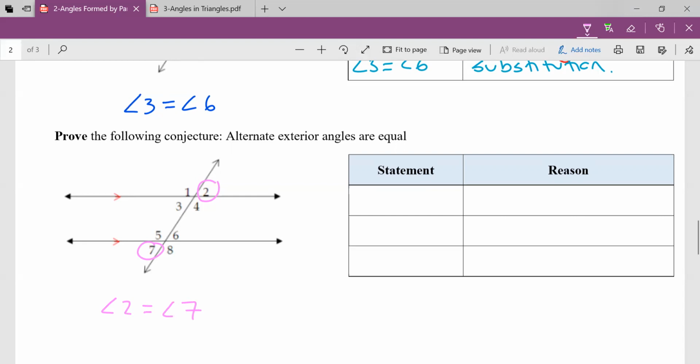Well, friends, let's use this fact. What do I know about angle 2 and angle 6? Well, those are corresponding. So I'm going to say that angle 2 is equal to angle 6. Reason, corresponding. Then what do I know? Well, I know that angle 6 and angle 7 are equal to each other. Reason, vertically opposite.